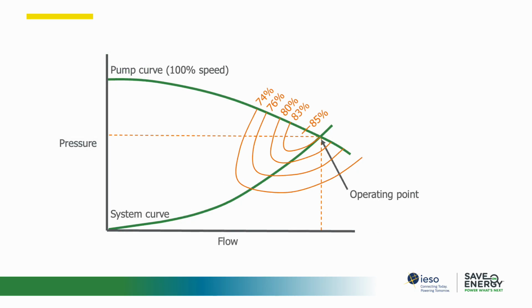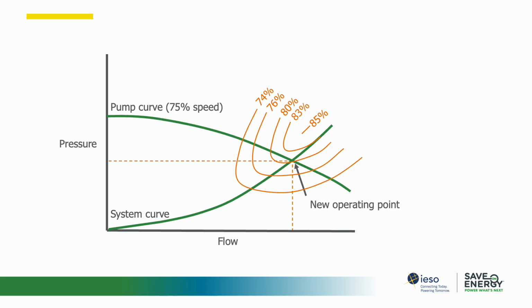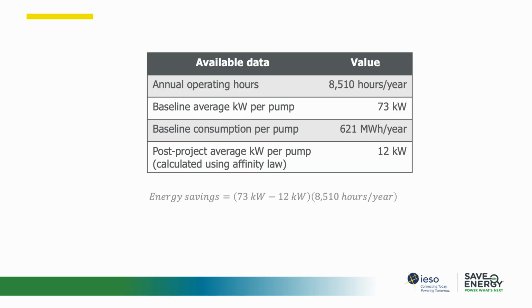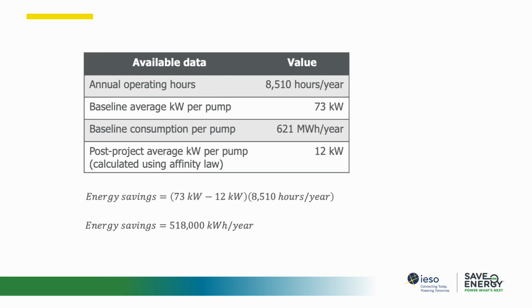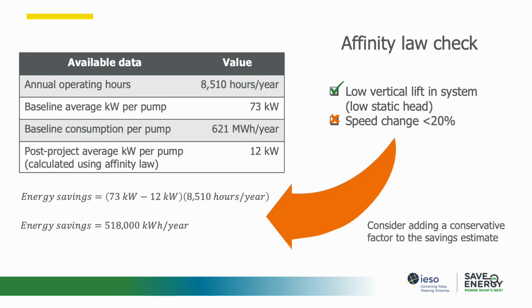If pump and system curves are available, it would be good to check them to see how this reduced flow would impact system operation and pump efficiency. Without these data, we can make a quick assessment of whether just using the affinity law alone gives an accurate estimate. In this case, there's no significant vertical lift in the system, as it is a loop, so we can assume no static head. However, we are dealing with a reduction in pump speed of more than 20%, so there is a risk that the affinity law overestimates the savings.